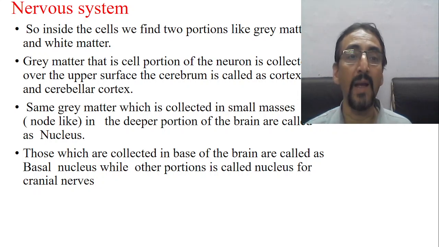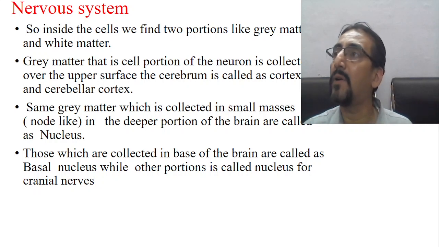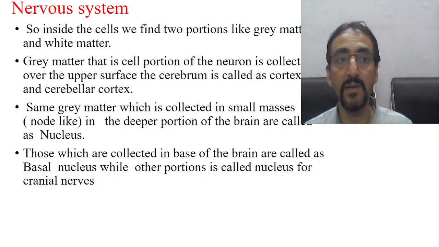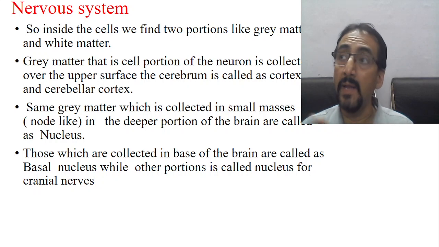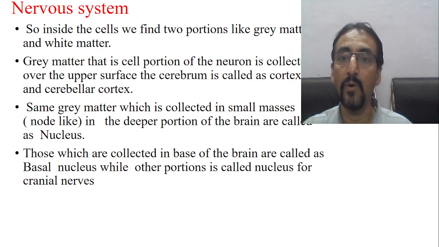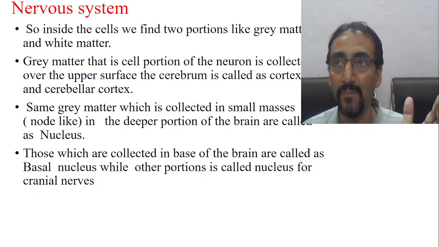Okay, so gray matter is that cell portion of the neuron which is collected over the upper surface of the cerebellum, and it is called the cortex, and we have different cortices. Now again, understanding this is very important. Inside the brain we find two portions, gray matter and white matter. That's clear. Now gray matter is the cell portion or body portion of the neuron, and it is collected over the upper surface of the cerebellum.